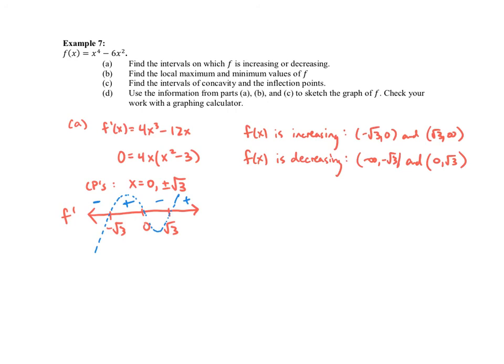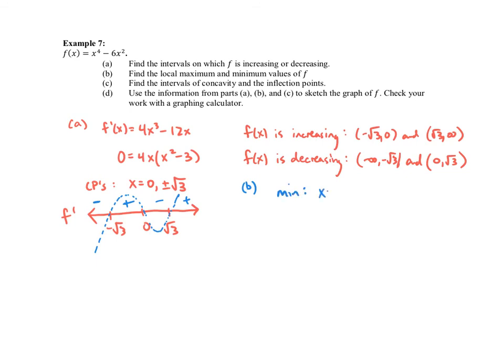Let's try part B. So part B, we want to look at the local minimum and maximum values of f of x. I'm going to write that over here actually. Well, this is pretty easy now that we have our information about when f is increasing and decreasing because we can use the first derivative test. So remember, when the derivative changes from positive to negative, there's a maximum, and from negative to positive, there's a minimum. So we have, let's do the minimum.